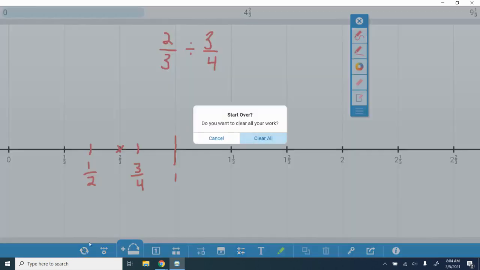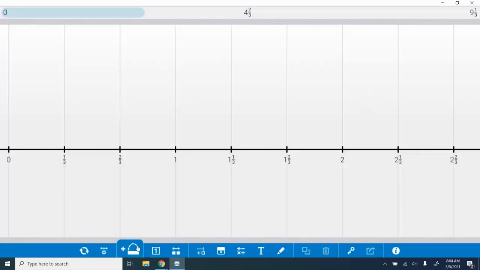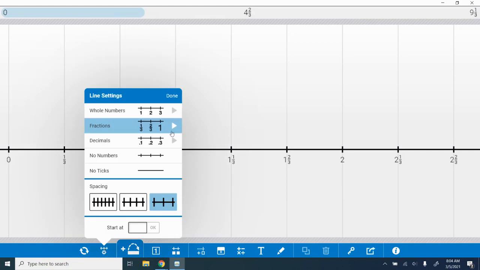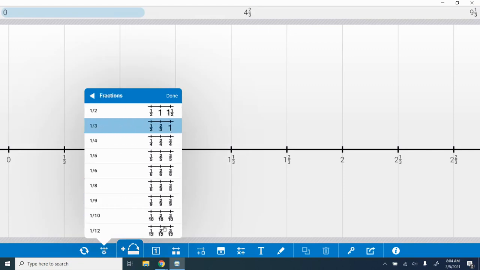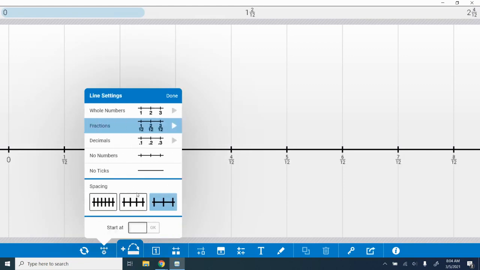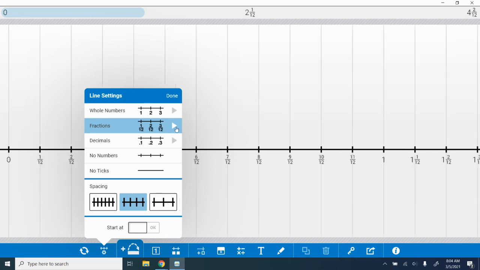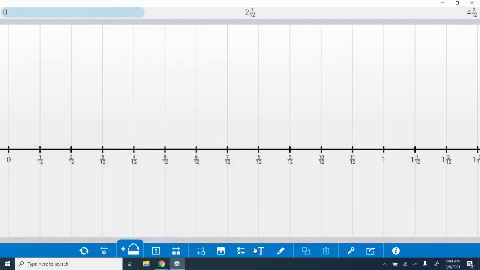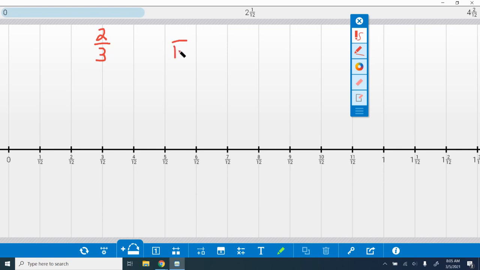So I'm going to reset this, come back down here, and change my number line to 12ths. I want to zoom out a little bit so we can see a little more. And here we are. Now let's go ahead and notate with those fractions. So we said that we could use a common denominator of 12. So if we have the fraction 2/3, what can we multiply 2/3 by to get 12?